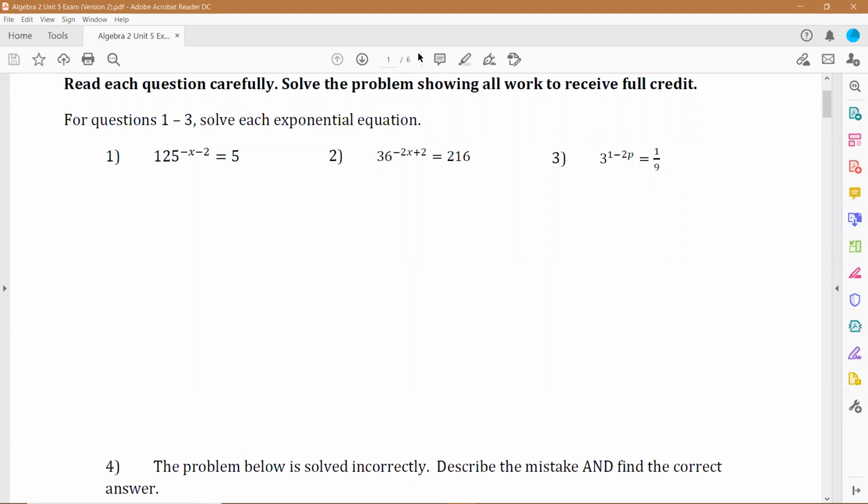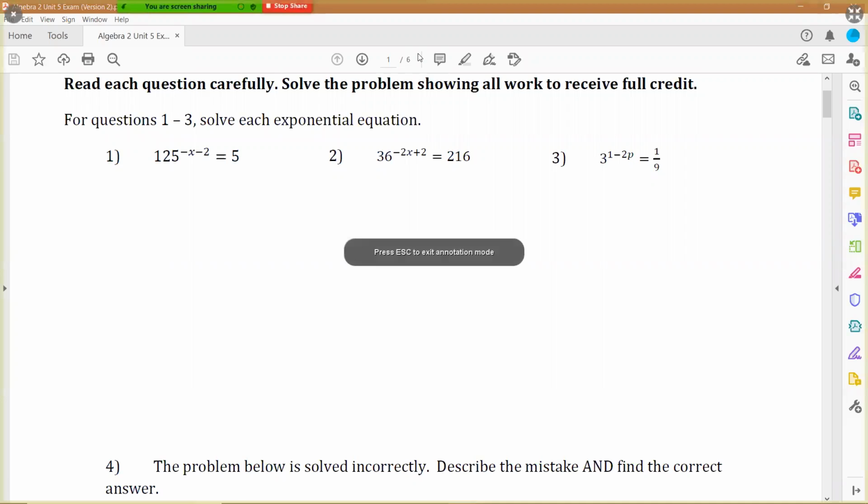So for questions 1 through 3, we're going to solve each exponential equation. The easiest way to do it is to get like bases so that you can cancel out the bases. So looking at question number 1, the right side over here with the 5 can't be simplified any further because 5 to the first is just 5. But I can, however, take this 125 and rewrite it as 5 to the third power.